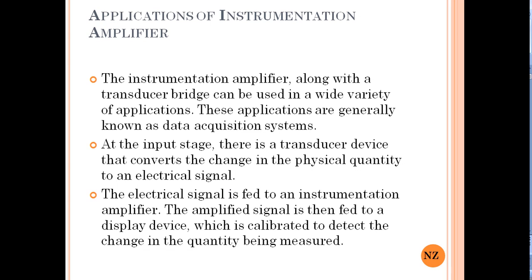It converts physical quantities like temperature, pressure, and humidity into electrical signals. Now these electrical signals will be very low, correct? These will be very low level signals, so they need amplification. The instrumentation amplifier amplifies these low level signals. The amplified signal is then fed to the display device, which is calibrated to detect the change in the quantity being measured.